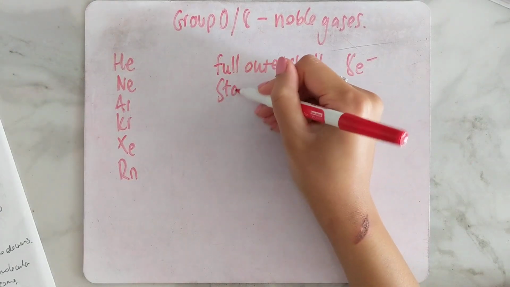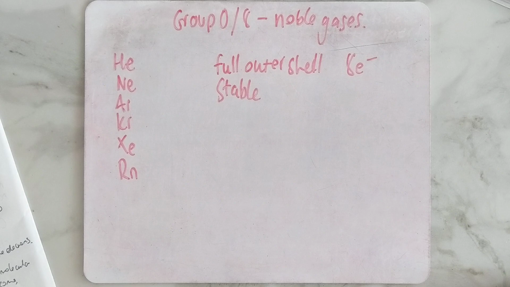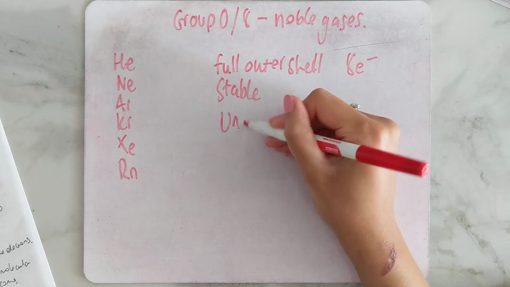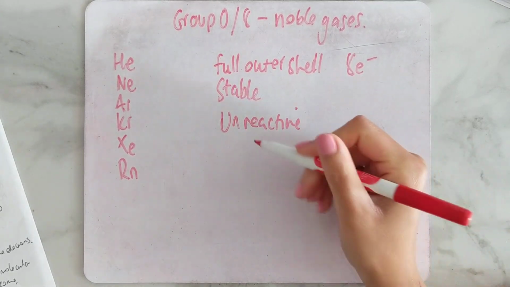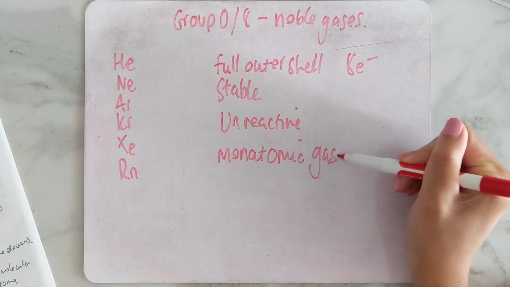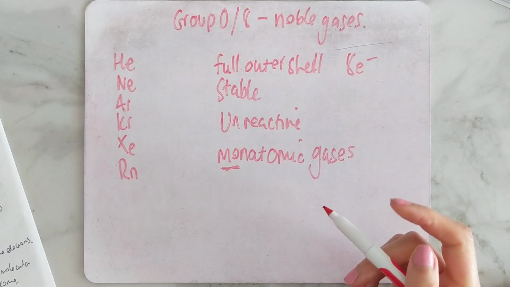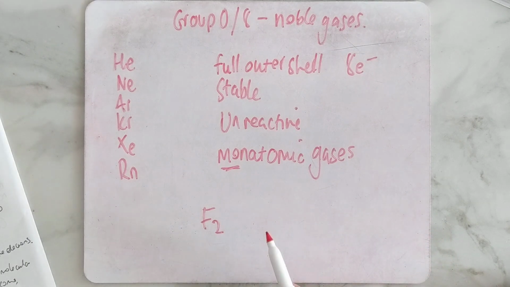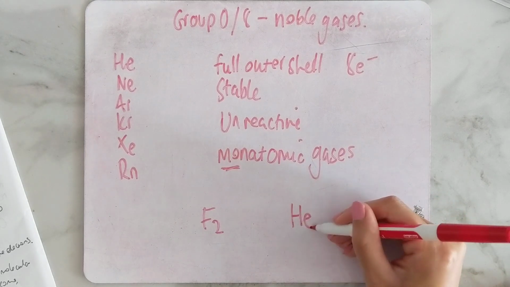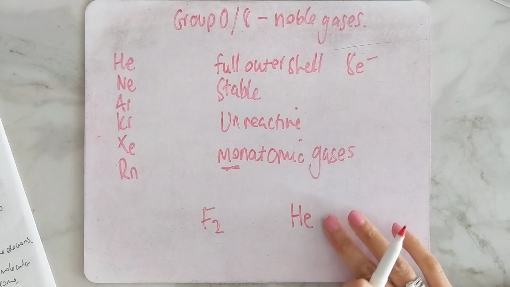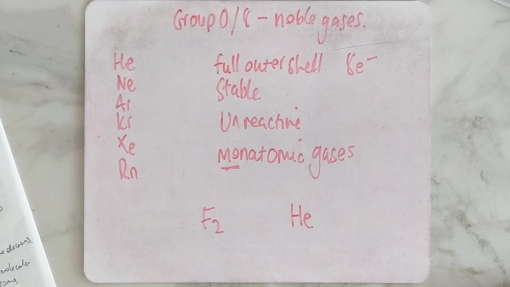Therefore, they're stable. They don't need to lose or gain electrons like the others because they're already stable. They've got their full outer shell. So they're unreactive. They exist as monatomic gases. Monatomic meaning one. So for instance, I was just talking about the halogens existing as diatomic molecules, so F2, whereas here with the noble gases, they just exist as one. You would never ever see helium as a pair or anything else. It's always just on its own as it is with the other noble gases.